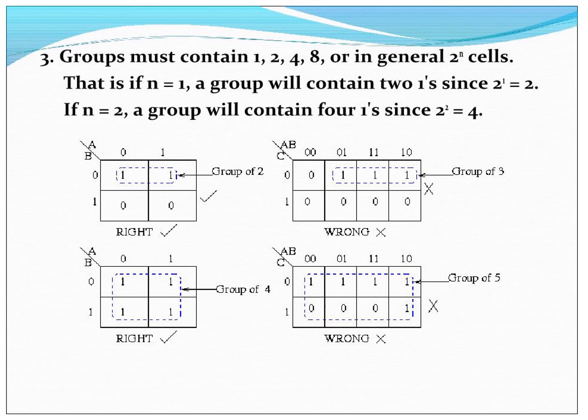Groups may contain 1, 2, 4, 8 or in general 2 to the power n cells. That is, if n is equal to 1, a group will contain 2 ones, since 2 to the power 1 is equal to 2. If n is equal to 2, a group will contain 4 ones, since 2 to the power 2 is equal to 4. In the first K-map you are seeing, it is a 2-variable K-map, and we have paired 2 ones along the horizontal side.